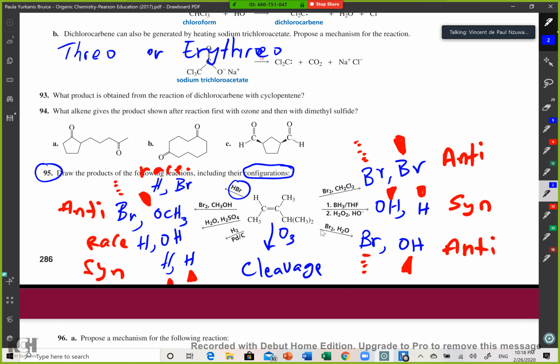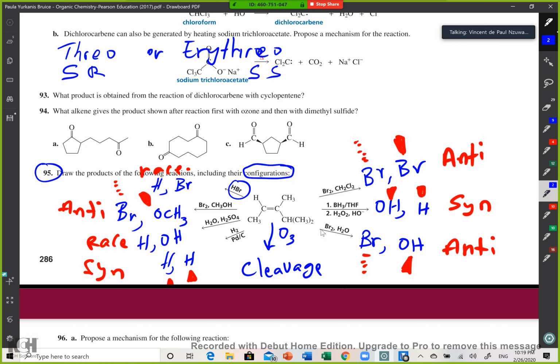Does that make sense? Now, what I want you guys to note is that a threo product is a product with two stereocenters. That's what you need to keep in mind. A threo product has two stereocenters, and one of the centers will be S, the other center will be R, or one of the centers will be R and the other S. That is what a threo product is. Then the erythro product, both centers will have the same stereochemistry, so they will either be SS or RR. Does that make sense?